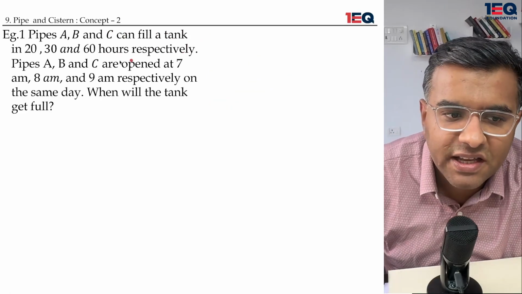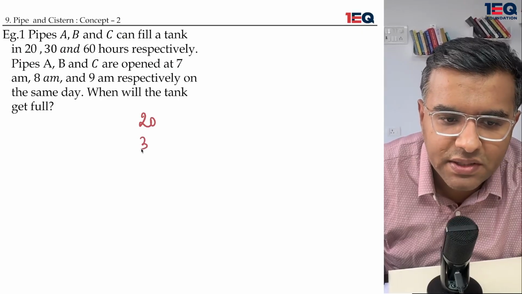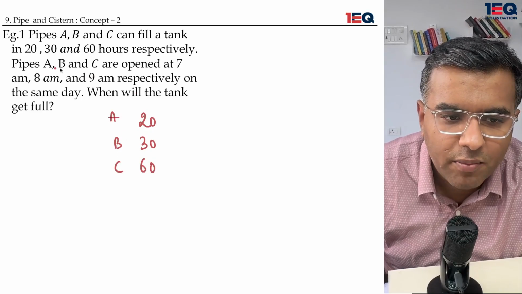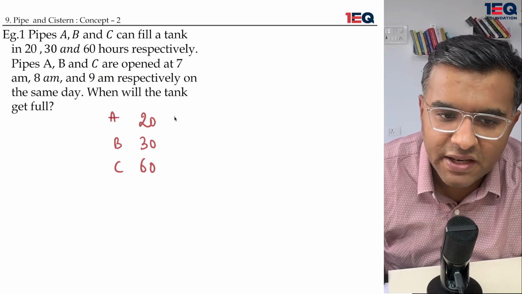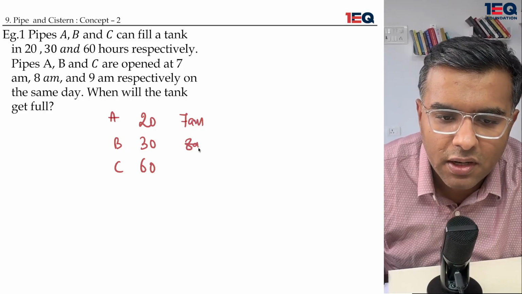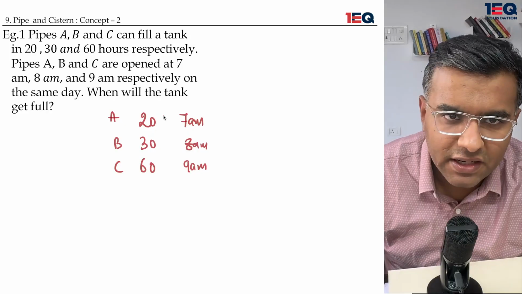Pipe A, B, and C can fill a tank in 20, 30, and 60 hours. One is 20, one is 30, and the last one is 60. This is A, this is B, this is C. Pipes A, B, and C are opened at 7, 8, and 9 a.m. I've already talked about it. 7 a.m., 8 a.m., and 9 a.m. So when will the tank get full?